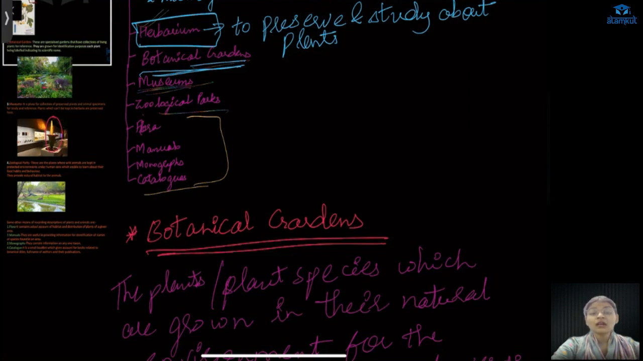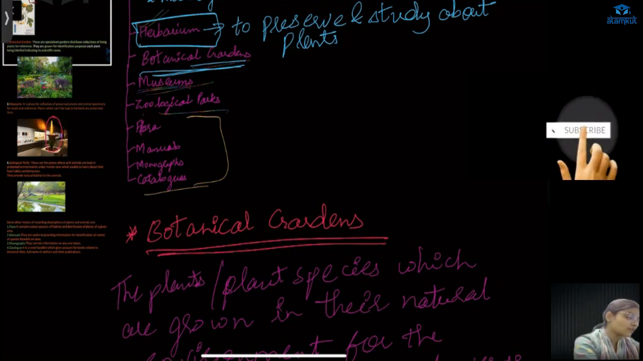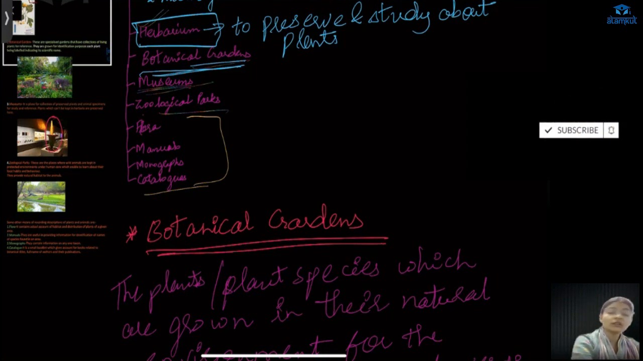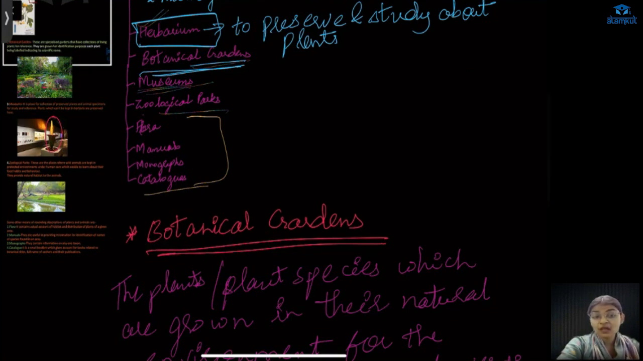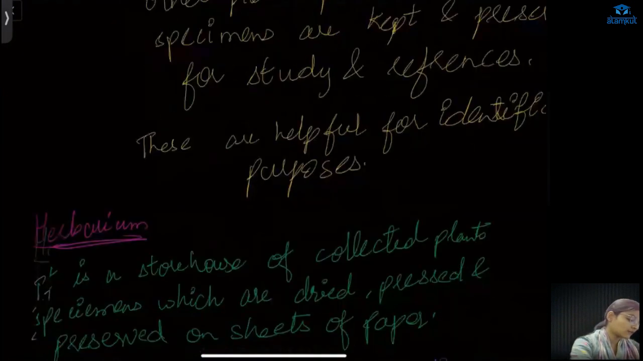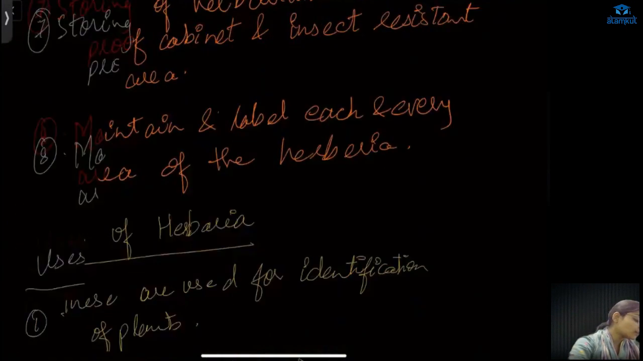Okay, so we have now reached the end of this chapter, and only four small topics are left, which are flora, manuals, monograph, and catalogs, which will come under the category of taxonomical aids. There are a few certain topics that will still come under taxonomical aids and which are helpful in identification of plants and animals. So first I will cover flora, manuals, monograph, and catalogs, and after that I will discuss those few topics. Okay, so first one is flora.